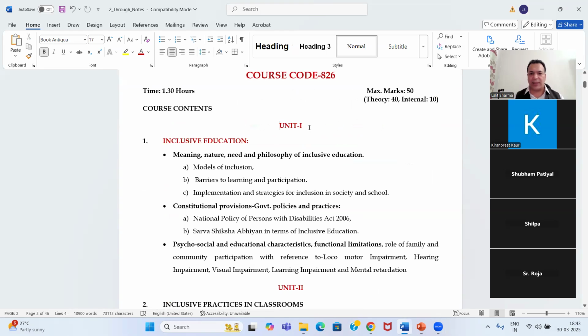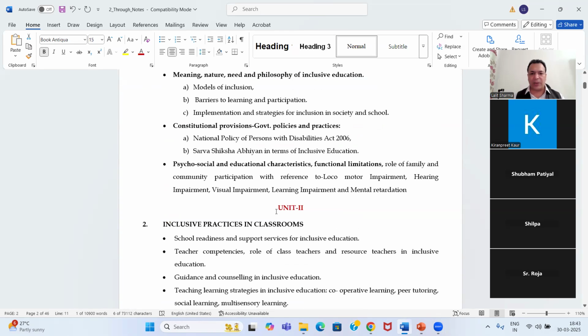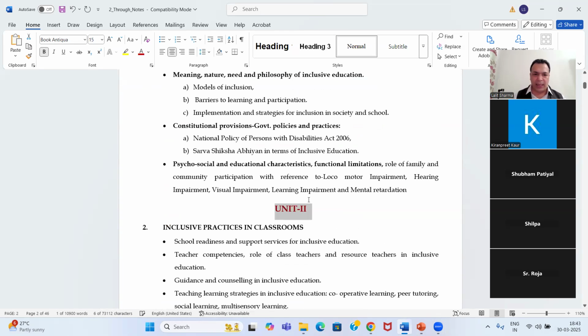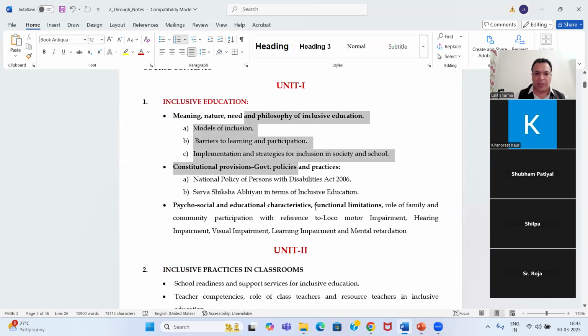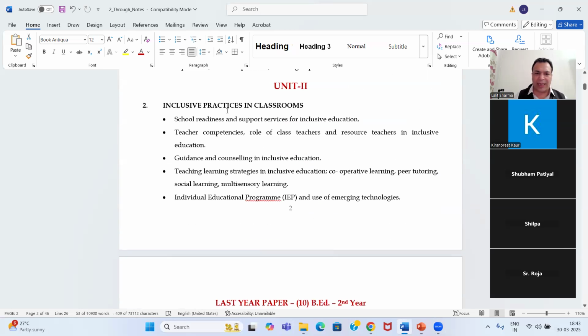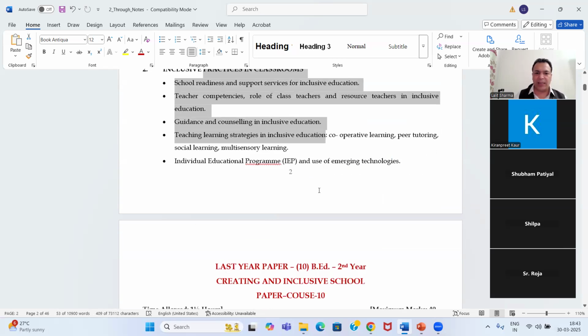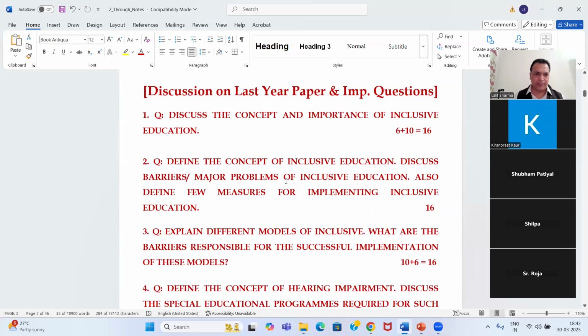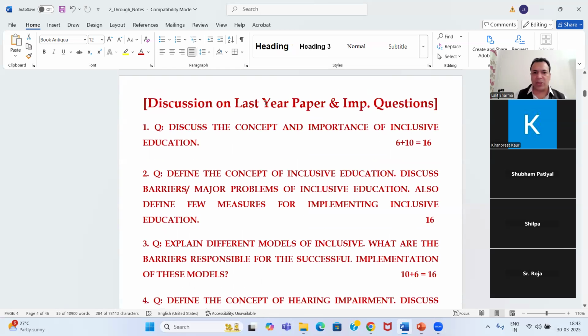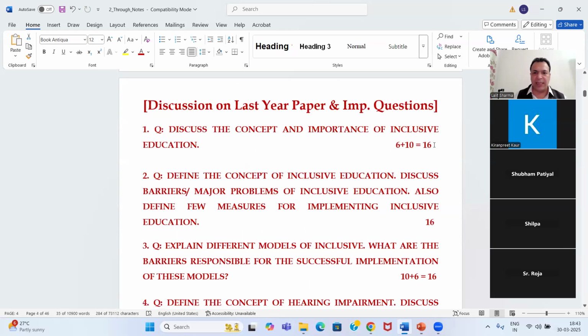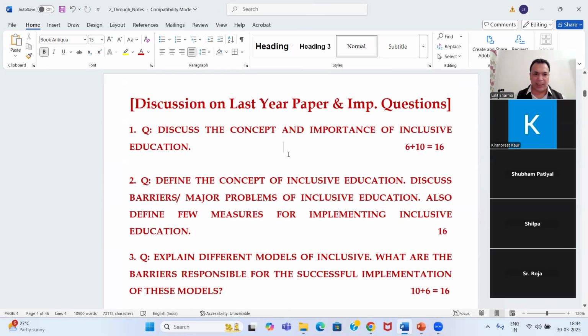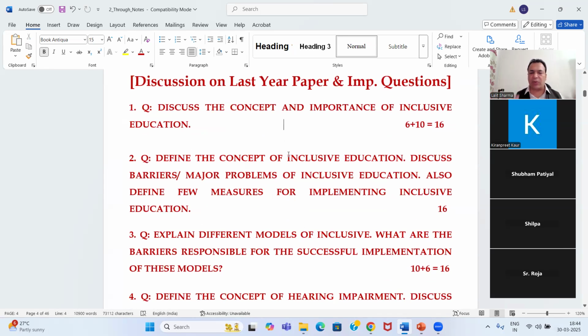There are two units, unit one and unit two. If you see the syllabus, only 8 or 9 questions are there, which I have written here. One question is framed from the syllabus: discuss the concept and importance of inclusive education. Because it is only 2 units, and out of the 2 units only 8 or 9 questions are coming, it is representing the syllabus.